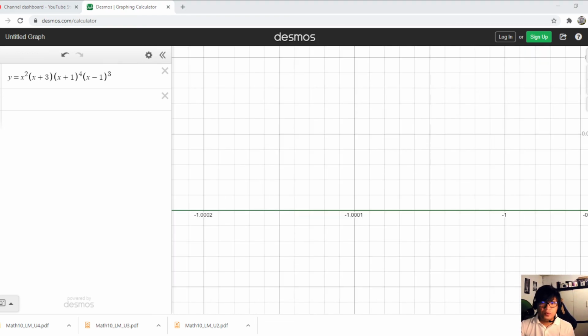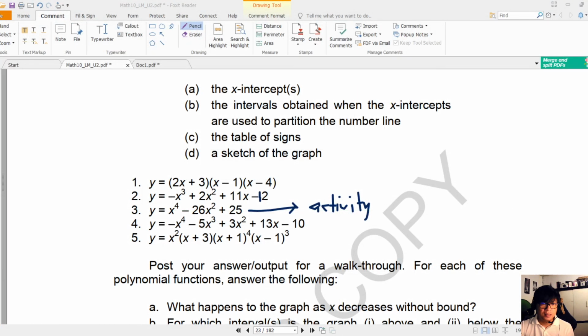Okay, so ayan lang for this video. So your assignment, your activity is this one. So you're going to answer number 3. Y is equal to x to the 4th minus 26x squared plus 25. So sagutan nyo yung apat. A, B, C, D. The x-intercepts, the intervals, the table of signs, and last is the sketch the possible graph.